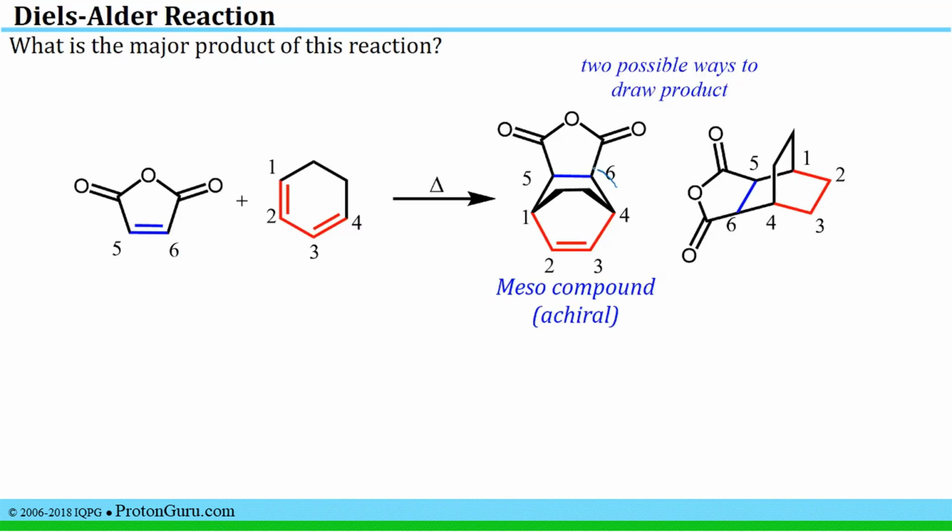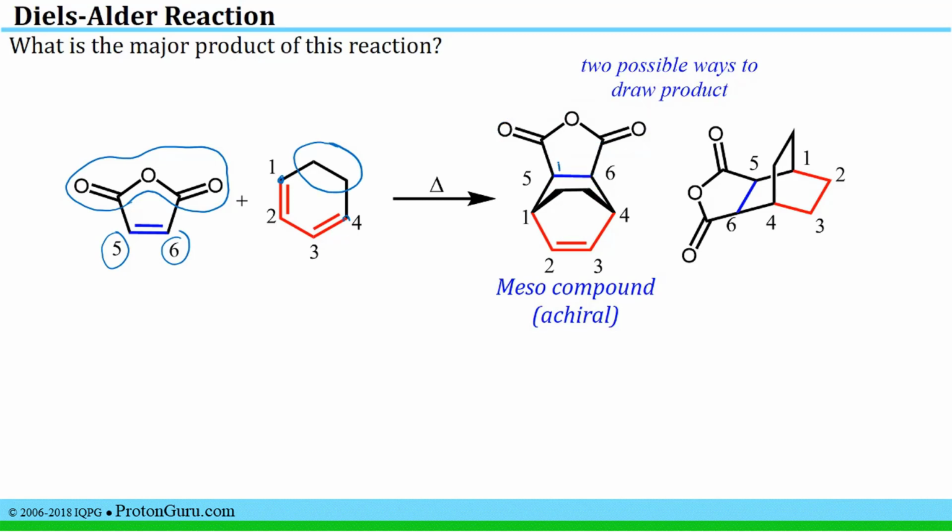If we make our initial cyclohexene ring like this and number it 1, 2, 3, 4, 5, 6, carbons 5 and 6 should be linked by this unit, and that unit is an anhydride. So we take carbons 5 and 6 in our product and link them with that unit. And carbons 1 and 4 are linked by this ethylene unit, and that would be right here.